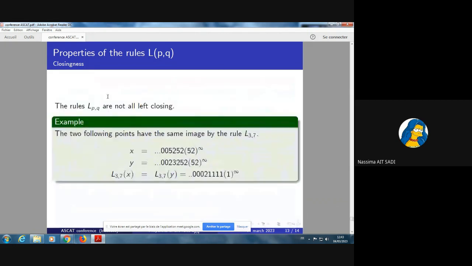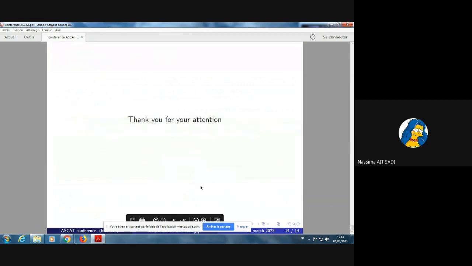But this is not always true for other values of P and Q. If we take as an example P equal to 3 and Q equal to 7, and we consider these two points X and Y, as we see there, they are left asymptotic and different, but their images by the rule L37 are equal, which means that they are not left closing. Okay, thank you for your attention.